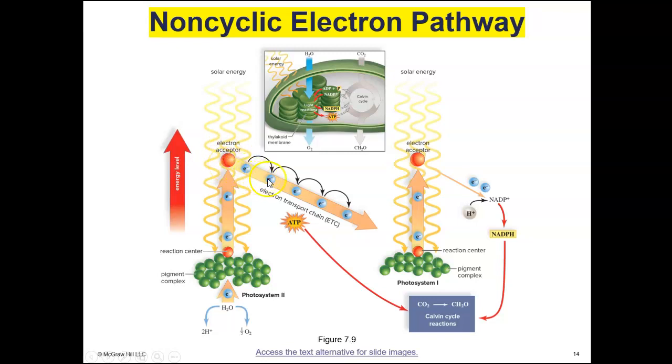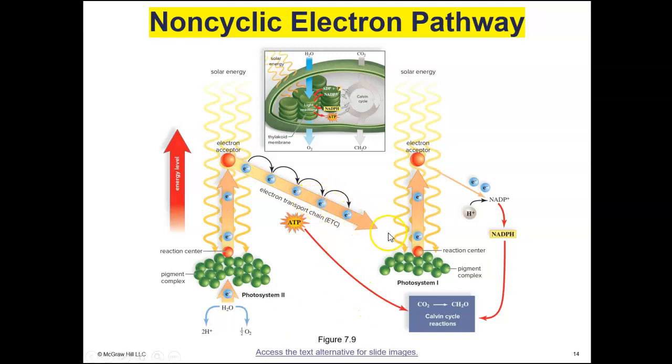And from there, it is passed down an electron transport chain, which is a series of protein carrier molecules in the thylakoid membrane that pass these electrons along. Using the energy from the flow of electrons, hydrogen ions are pumped across the membrane, and then those hydrogen ions are used to generate ATP. So photosystem 2 generates ATP, and photosystem 2 is also responsible for splitting water to replace the electrons that are lost from the reaction center chlorophyll A. So when water is split, oxygen gas is released, and that is the part of photosynthesis where the plant releases oxygen gas to the atmosphere.